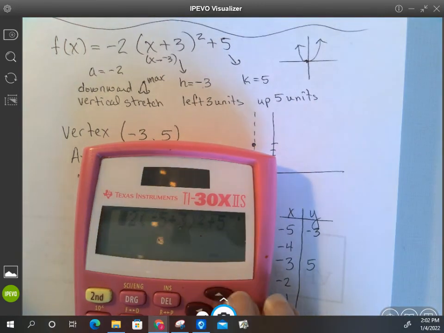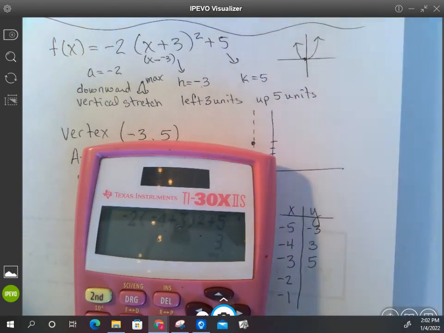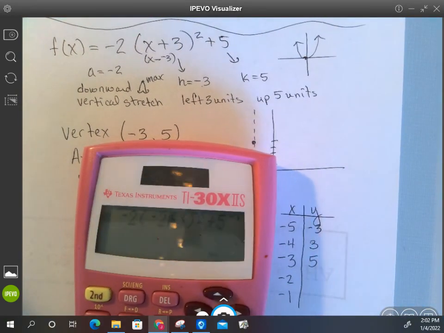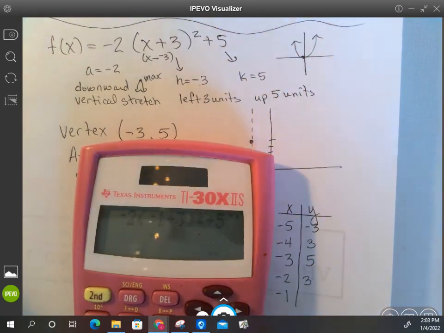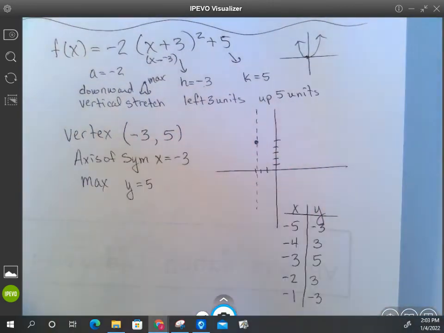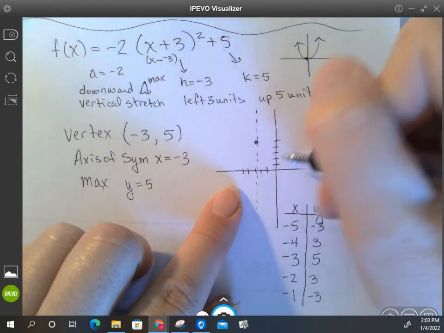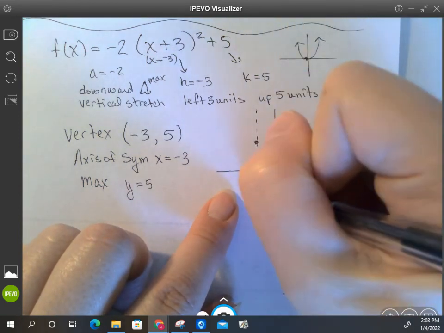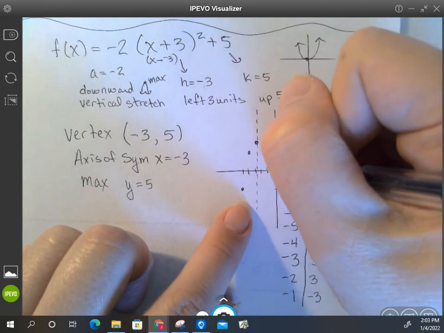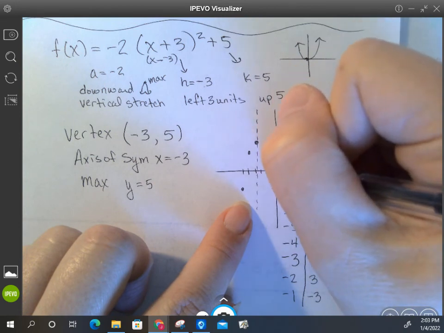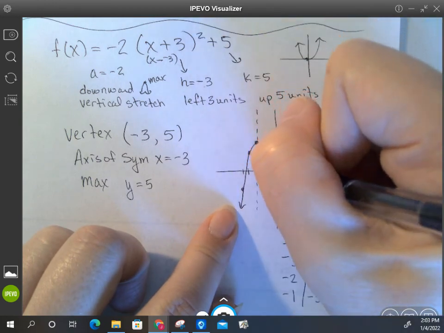Now to save myself time, I'm just going to arrow back up and I'm going to change out my numbers. So I have a positive 3, change that out to skip over to negative 2, and change that out to negative 1. And from here, I'm going to go ahead and be able to graph this. So I've got my negative 5, negative 3. I'm going to plot a point at negative 4, positive 3, negative 2, 3, and negative 1, negative 3. So again, not the most accurate graph, but good enough for what we're doing.